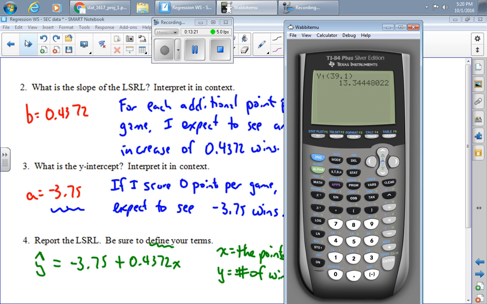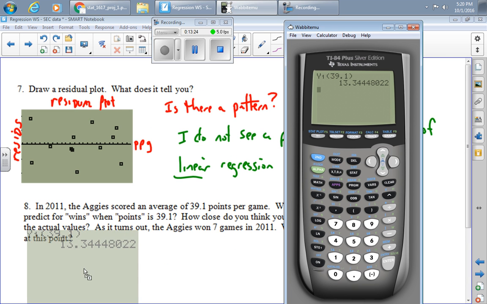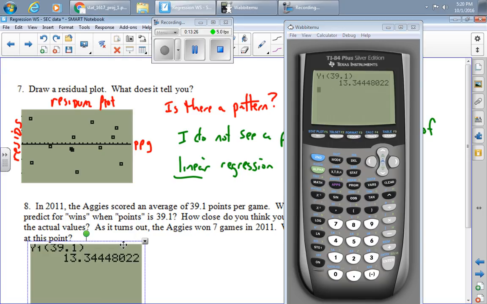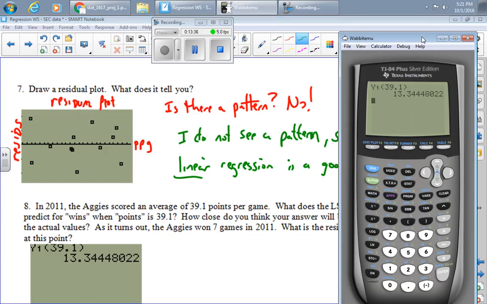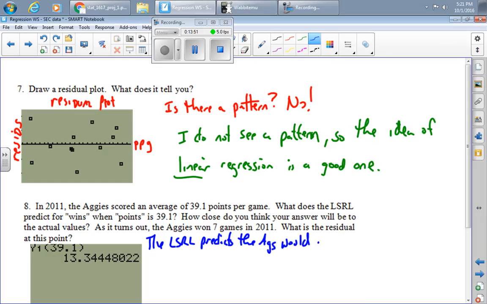And when I do that, it gives me this. The equation predicts 13.34 wins. Go ahead and include the decimal points there. That's fine, even though you can't get part of a win. So here's my prediction. The LSRL predicts the Ags would win 13.34 games.